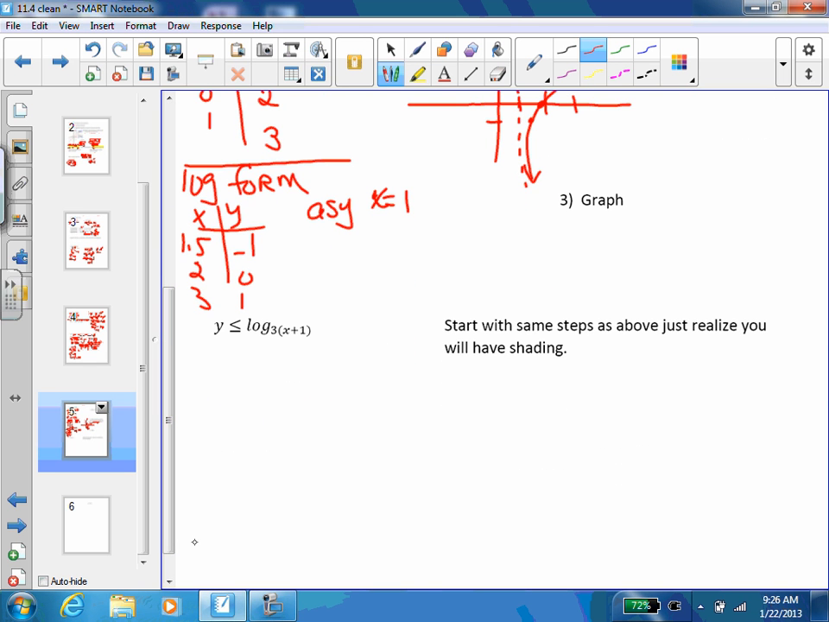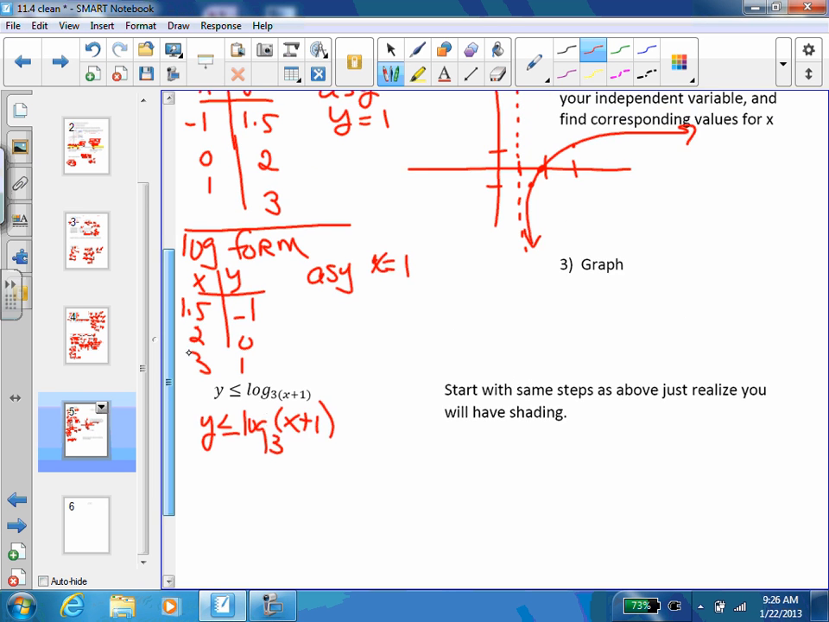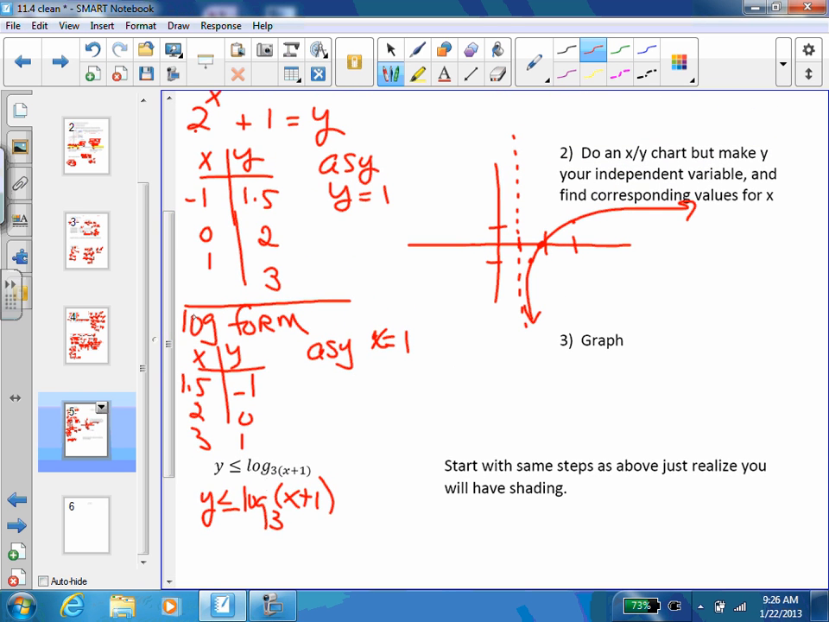All right, let's try the next thing. This is not a base. This should say y less than or equal to log base 3. My argument is x plus 1. For whatever reason, it stayed down there. Now, what makes this one different is the inequality, correct? So you got to think solid or dotted and recognize that you have shading.